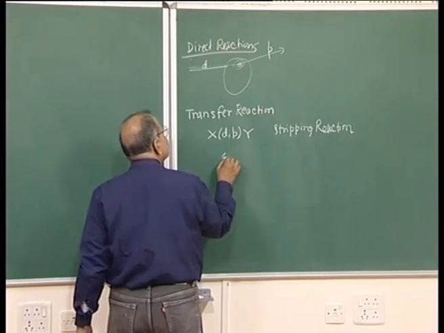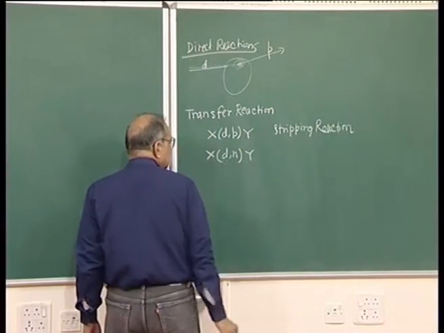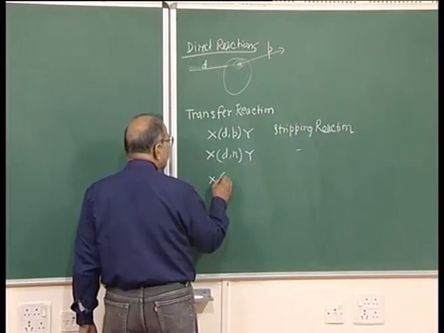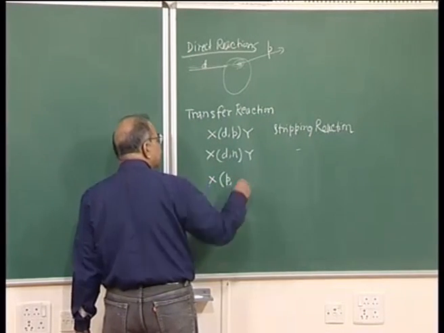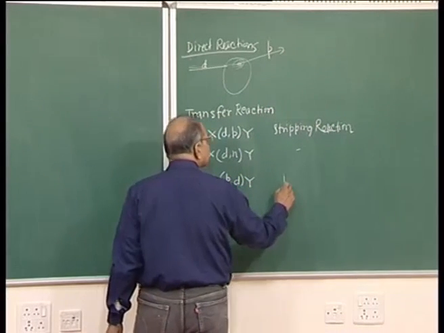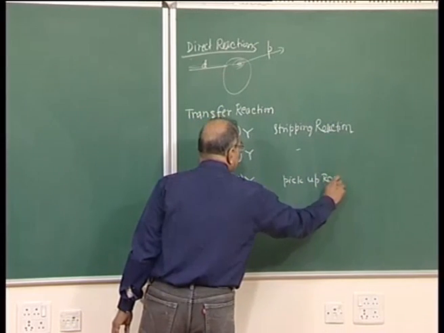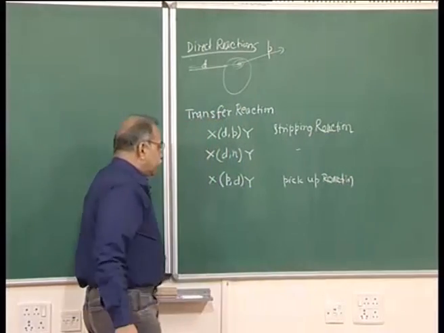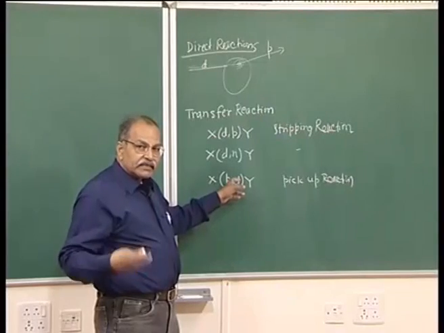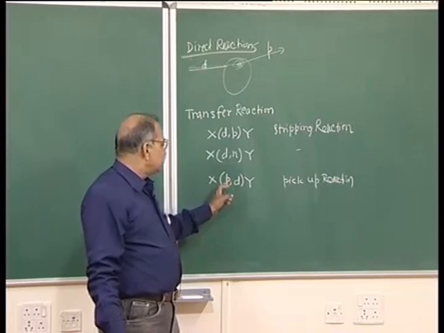You can also have this type, that is also a stripping reaction. The reverse is also possible: a particle coming in and then picking up something from the target. So, the (p,d) reaction is known as a pickup reaction. Here a neutron is transferred from the target nucleus to the incident particle. So, you have this (p,d) reaction.